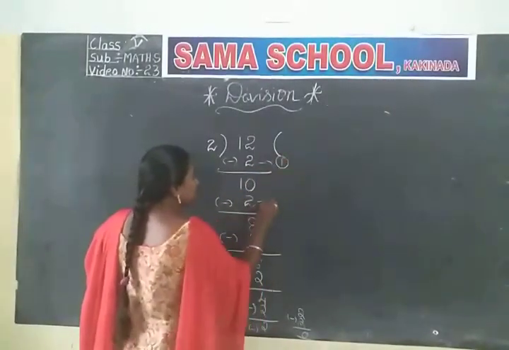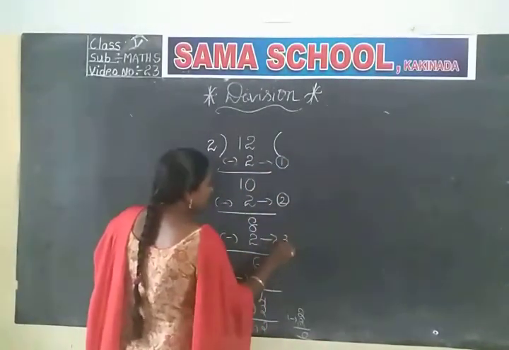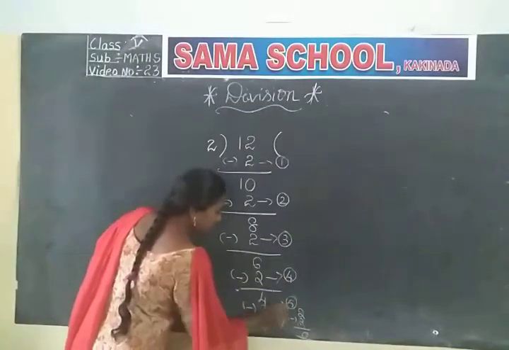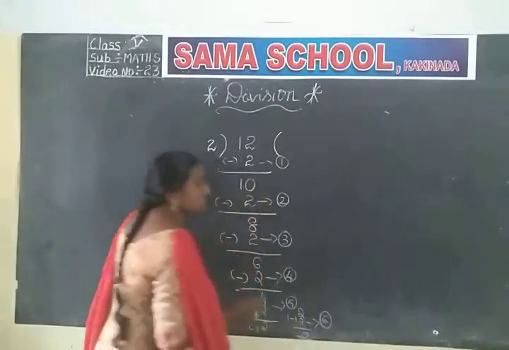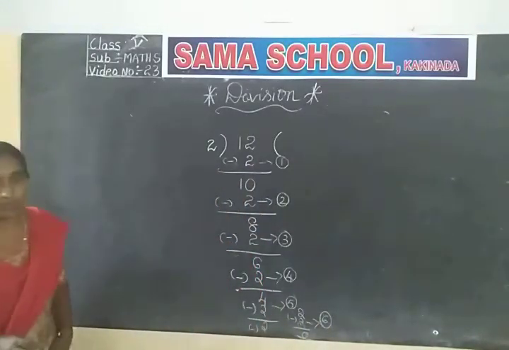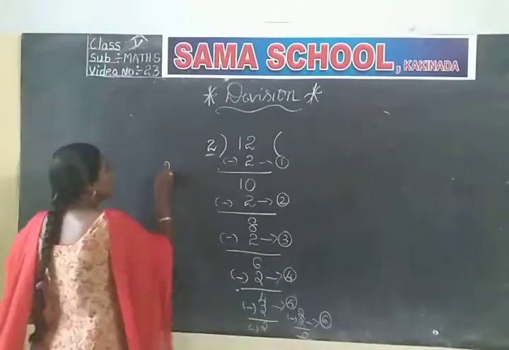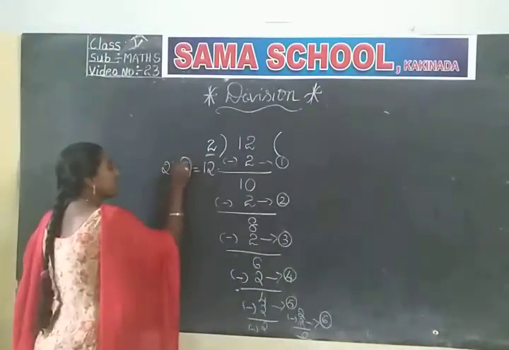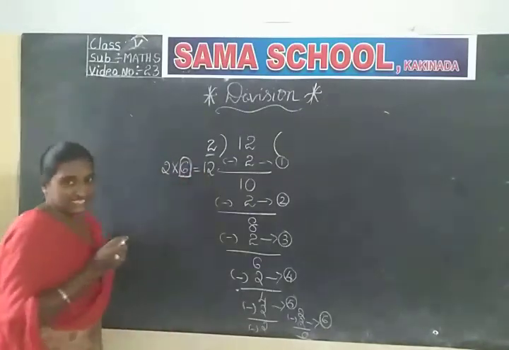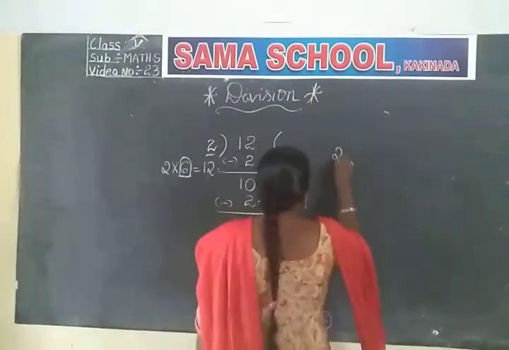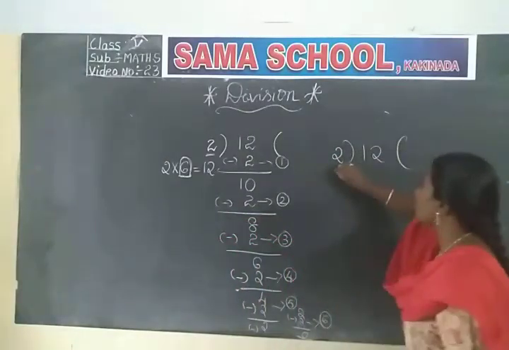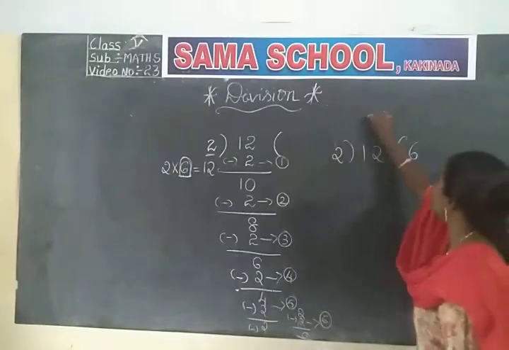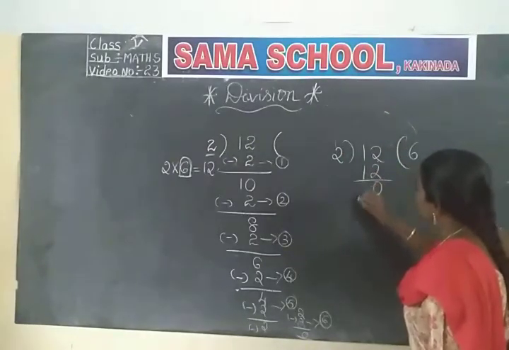So how many times have we subtracted 2? 1, 2, 3, 4, 5, and here 6. 6 times you have subtracted 2. So how many times have you subtracted 2 from 12? 6 times. This we can express in this way also. In the 2 table 12 is there. How many times is it there? 6 times. So 2 sixes are 12.